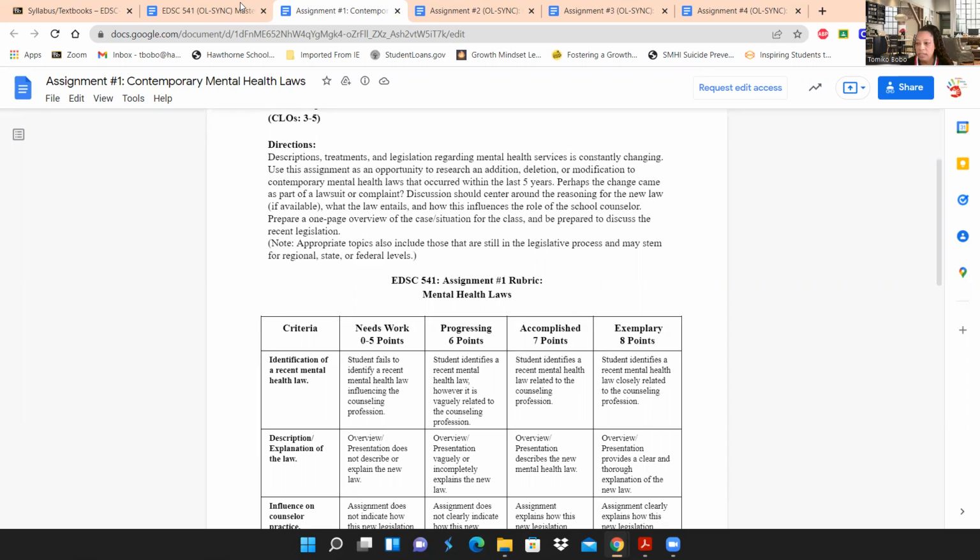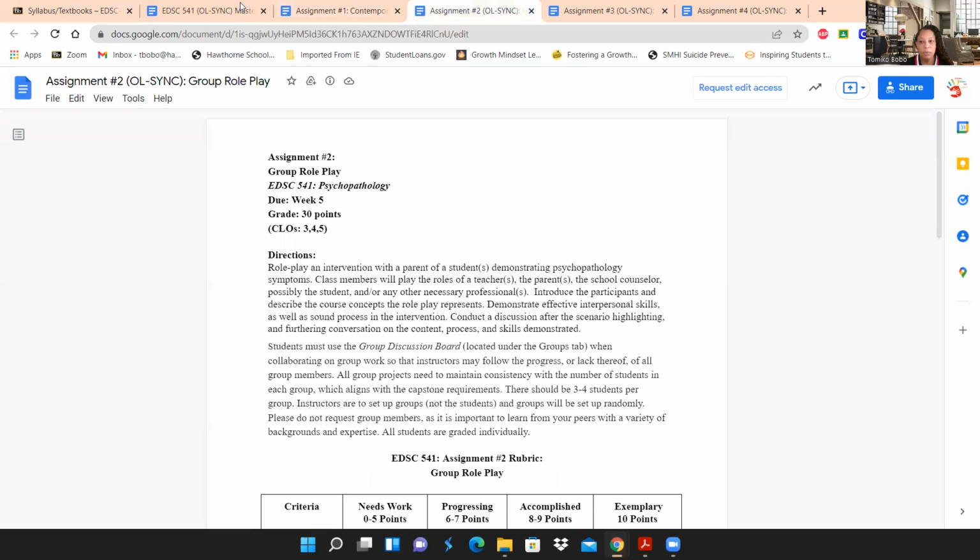In week 2, you are going to write in APA format with citations and references. Descriptions, treatments, and legislation regarding mental health are constantly changing. So you're going to use this assignment as an opportunity to do additional research on the addition, deletion, or modification of contemporary mental health laws that have occurred within the last 5 years. I'll go into more detail as to how to begin the research for that during our first session during week 1.